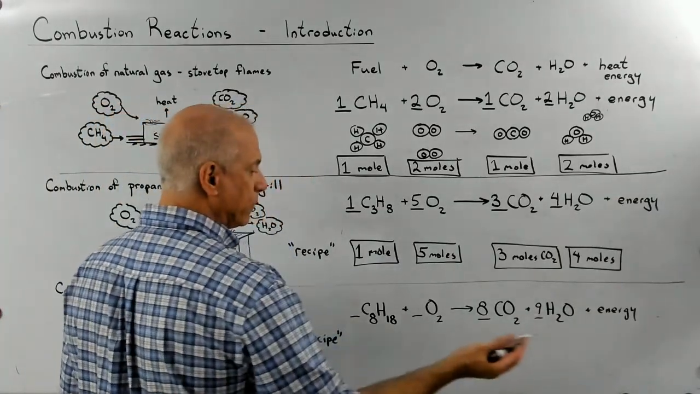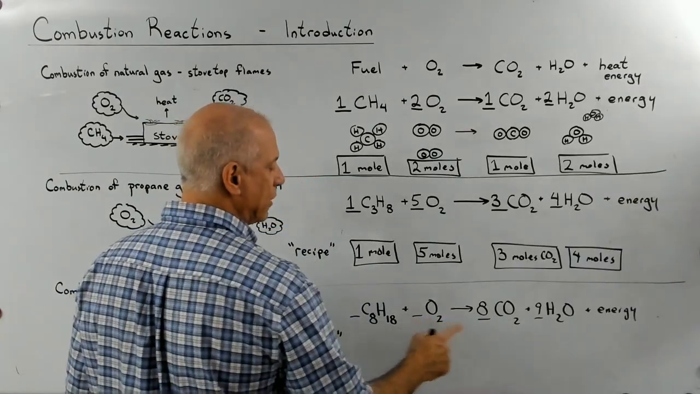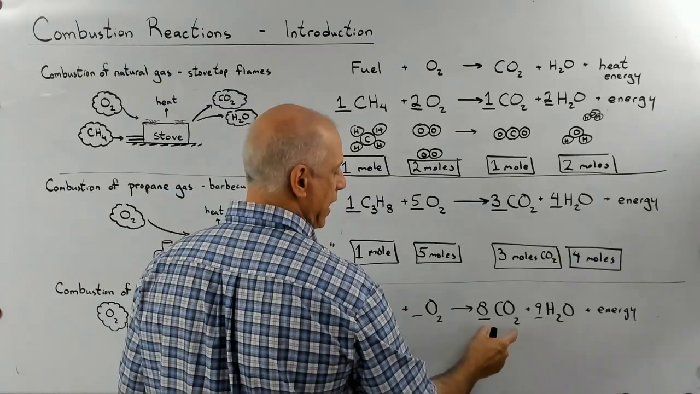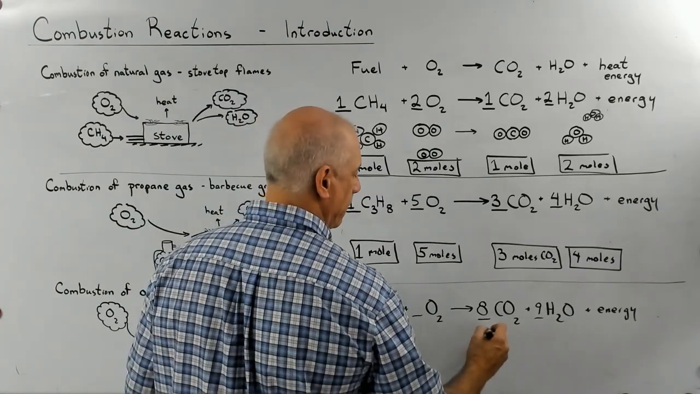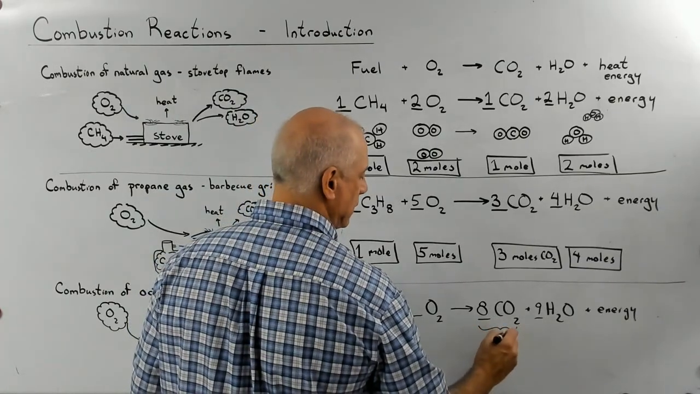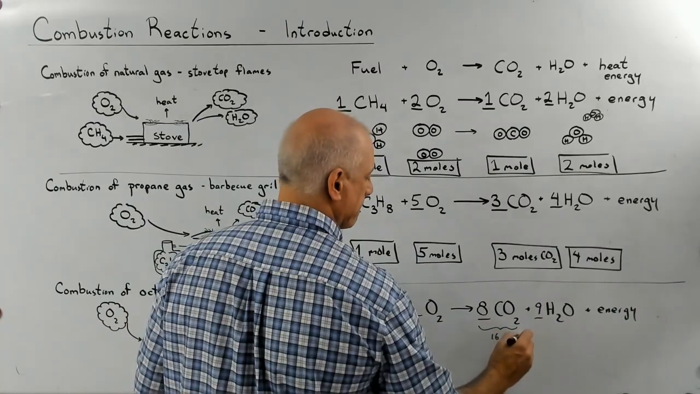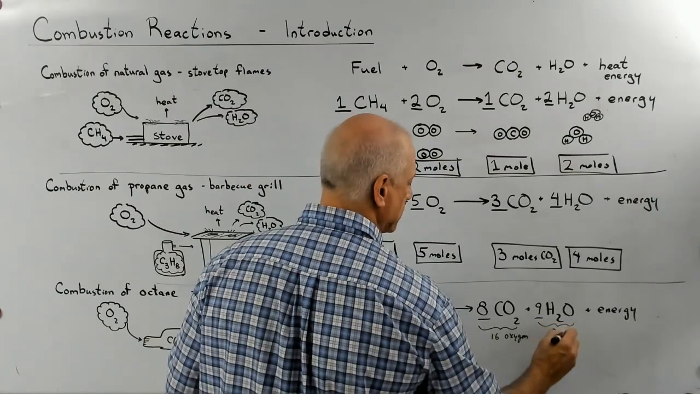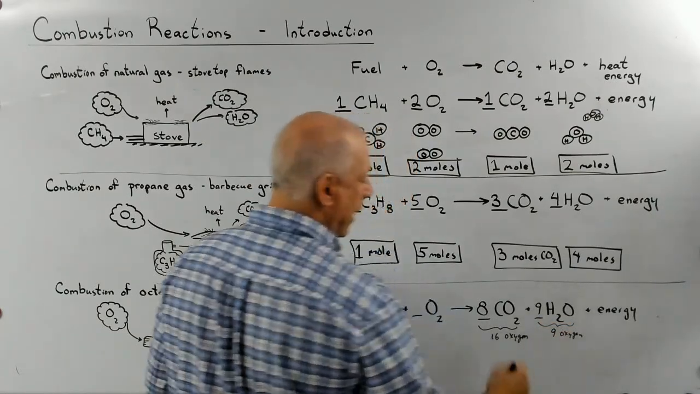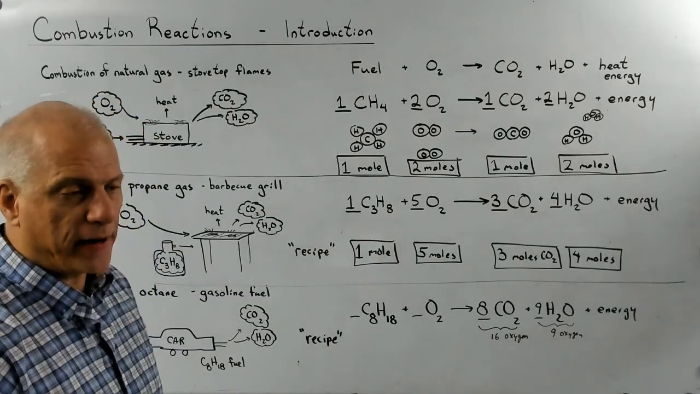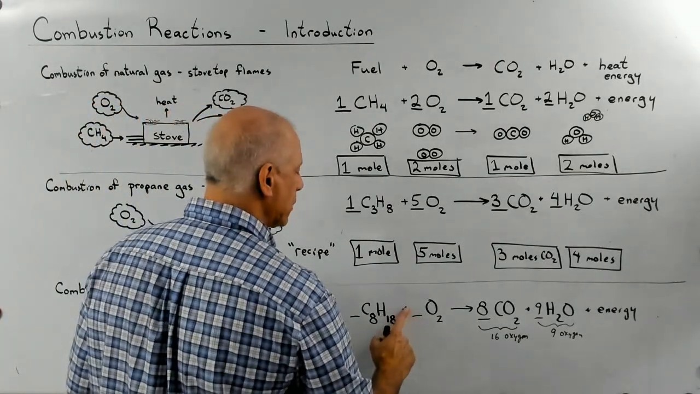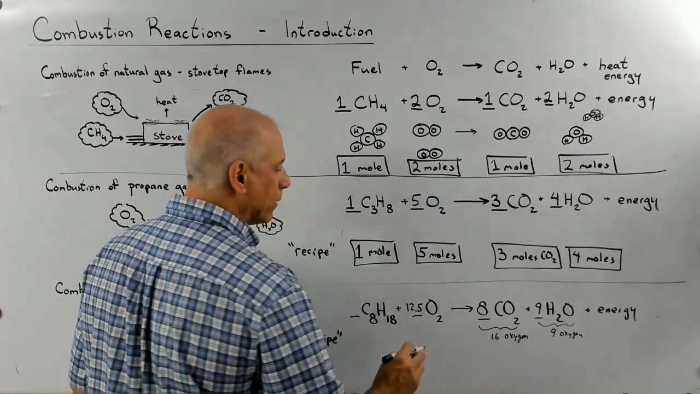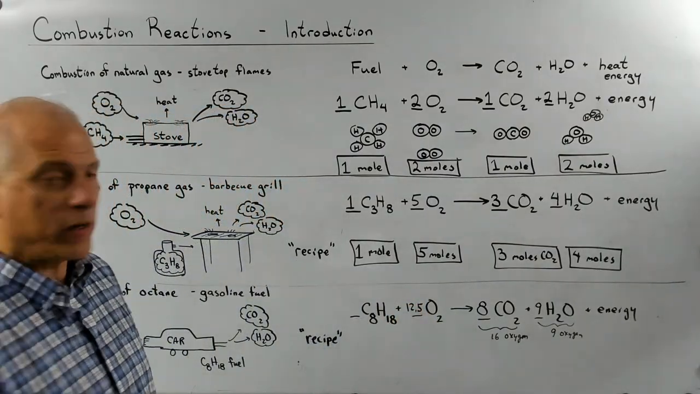Oxygen. This is going to be a doozy. I have 2 oxygen atoms here, but over here, this represents 16 oxygen atoms. Right here, 16 oxygen atoms. And this represents 9 oxygen atoms. That's a total of 25 oxygen atoms. I have 2 over here, so I'm going to put a coefficient of 12 and a half. 12 and a half times 2 is 25.